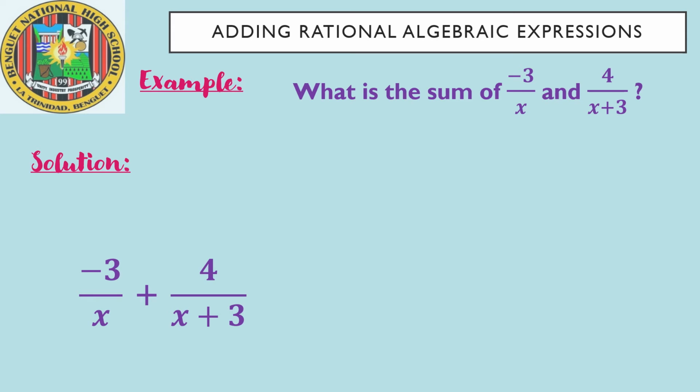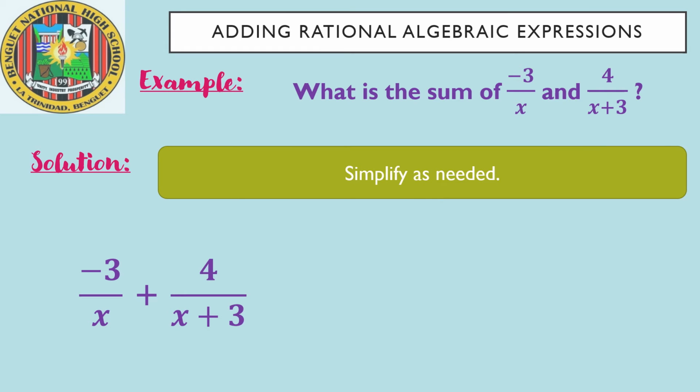The final step in adding rational algebraic expressions is of course to simplify our final answer. So from our previous step, we have (x minus 9) over x times (x plus 3). We check if there are any common factors between the numerator and denominator that we can cancel out.